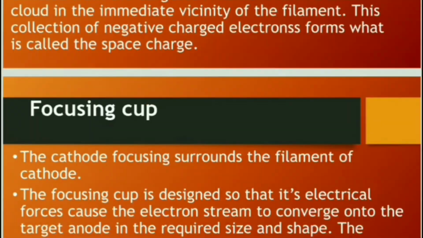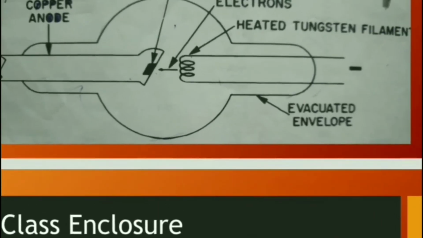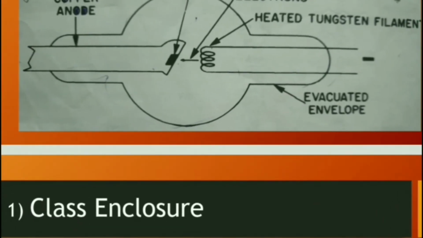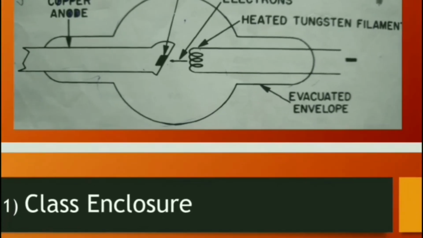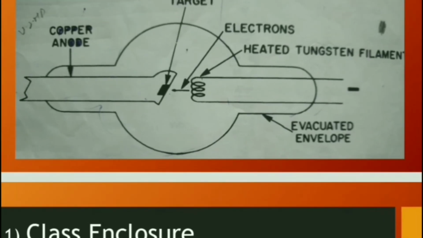So let's move towards the diagram of the stationary anode. This is the diagram of the stationary anode. Make a very clear note of it, and make sure whenever there comes a question on the X-ray tube, you need to write both. In the anode you need to write about the stationary anode as well as the rotating anode, and a diagram of both is necessary. You can see the heated tungsten filament here, tungsten target, copper anode, electrons and envelope.